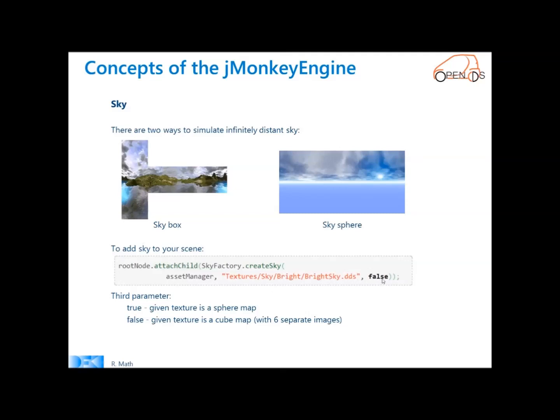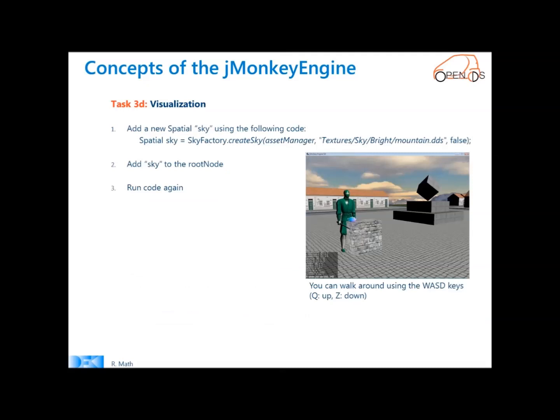In order to distinguish between them, this is why we have a third parameter at the method createSky, which distinguishes whether we are working on a sphere map, and you have to set it true, or on a cube map, where you have to set it to false. By just adding this code that we see here and attaching this to the root node, you should result in an image like that.